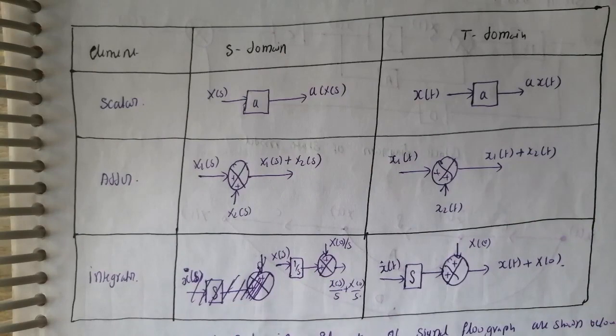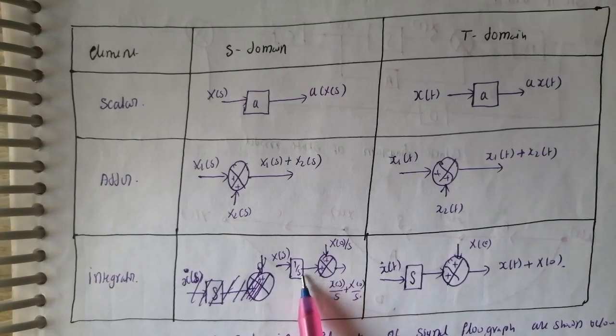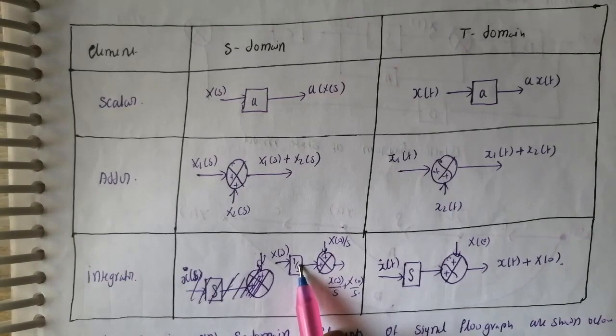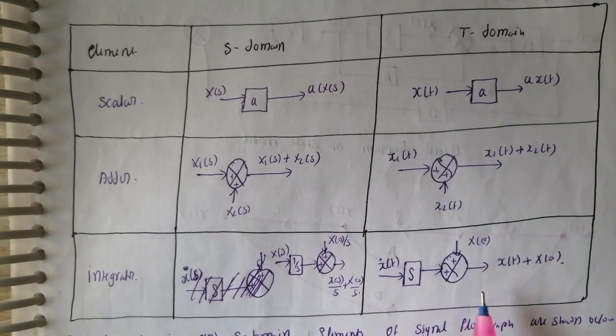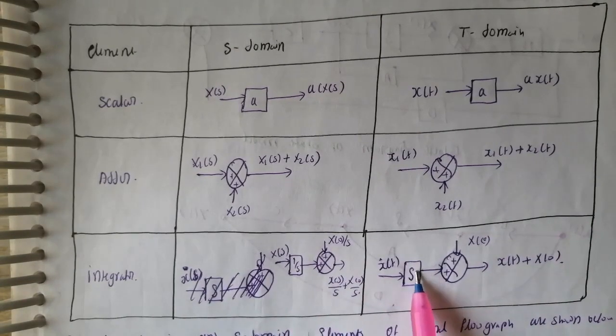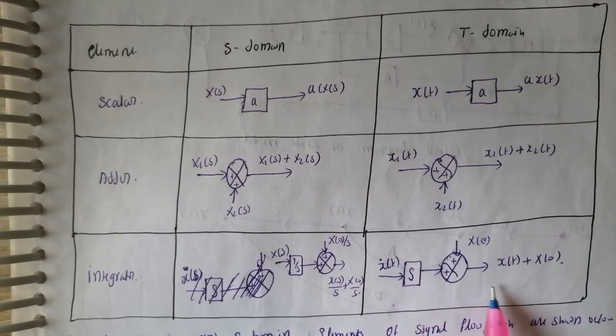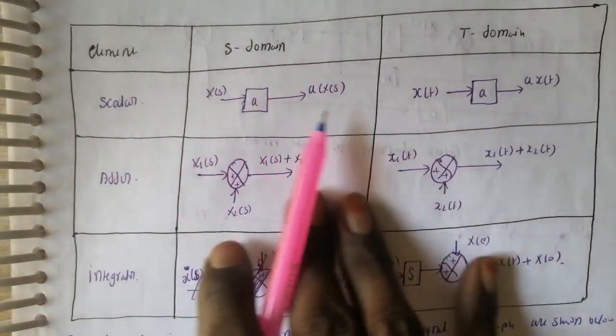Next one is the integrator. In the S domain we use the 1 by s term. Why is it called an integrator? If you apply the Laplace transform to differentiation, you get s, and if you apply the Laplace transform to integration, you get 1 by s. If you want to convert any system to the S domain, you apply the Laplace transform and get it in terms of s. That's why I am getting 1 by s here. For the T domain you have to use integration, so this is the integration symbol. So finally you get it like this. This is the model for block diagrams.